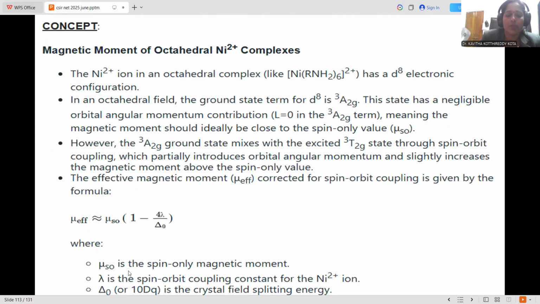So mu SO is the spin-only magnetic moment. SO stands for spin-only magnetic moment, which we need to consider. Lambda is nothing but the spin orbit coupling constant value that is provided. We know that value. Delta naught is obviously the crystal field splitting energy, and that value is provided, right? So this is the theory in order to calculate this kind of problem, the magnetic moment calculation for the octahedral nickel 2+ complex.